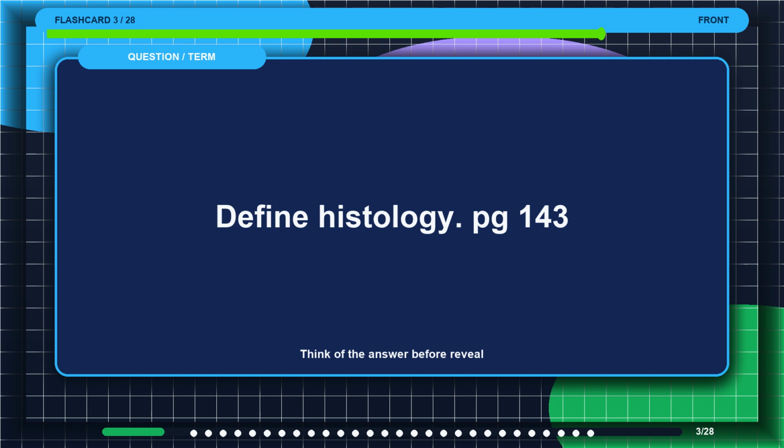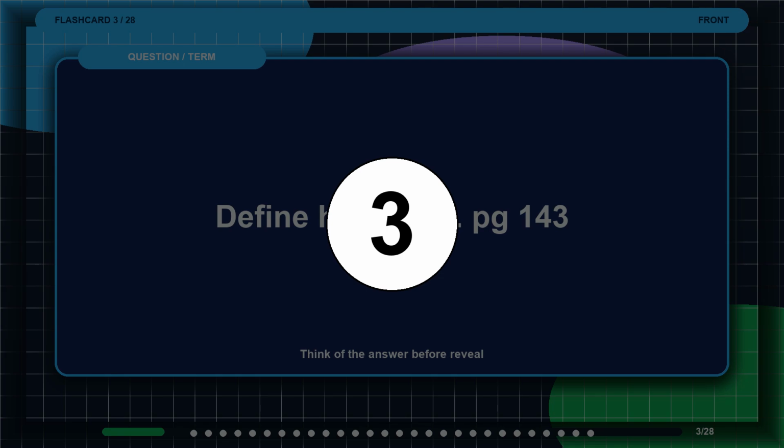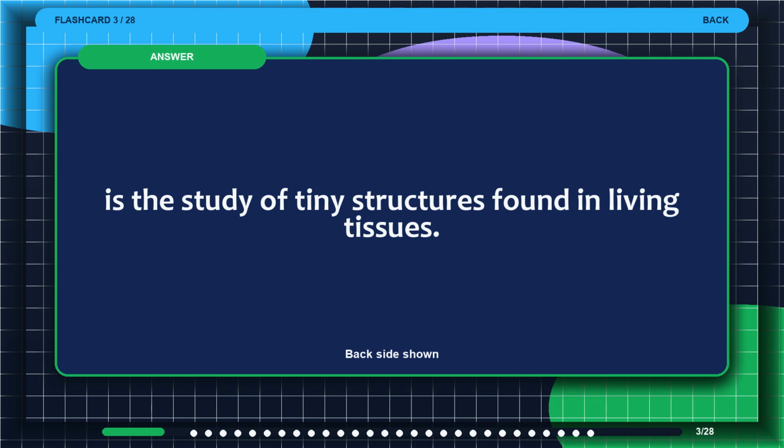Flashcard 3. Define histology. PG 143. Pause and think of the answer before the reveal. The answer is the study of tiny structures found in living tissues.